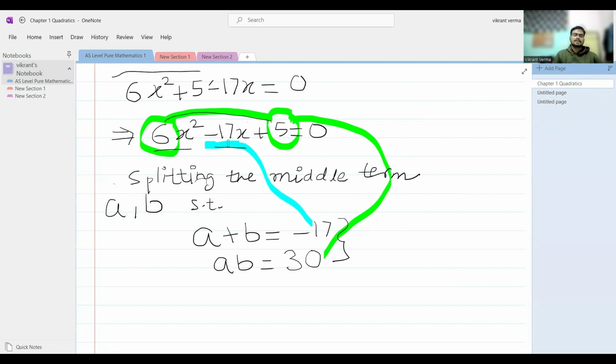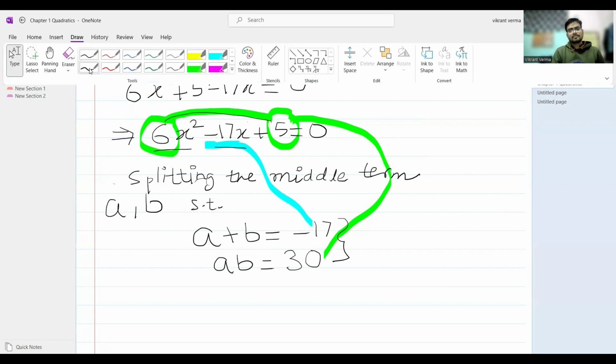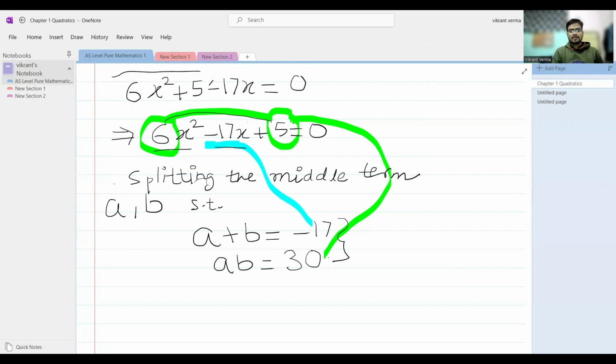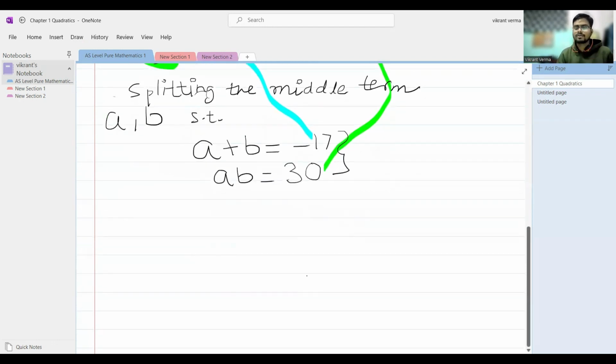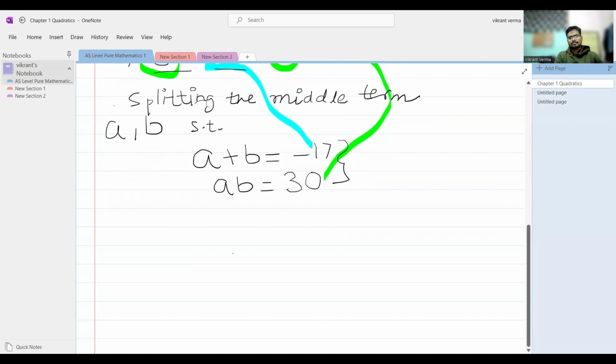So this minus 17 has come here. Okay, so now our requirement is to choose two numbers A and B such that when I take their addition, the value becomes minus 17, and when I take their product, the value becomes 30. Okay, so now the numbers are not large, so in this case most probably we can find them by the trial and error method in mathematics.